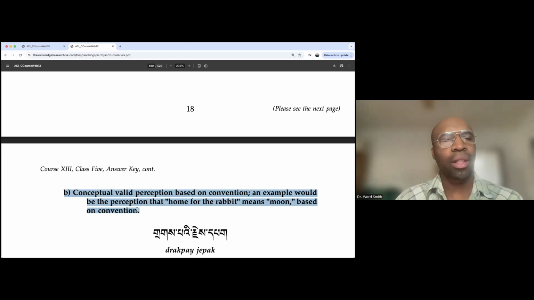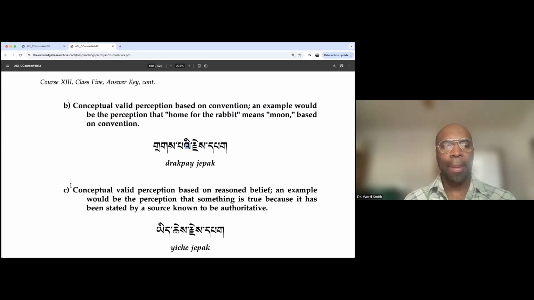In parts of Asia they see a rabbit in the moon, just like sometimes they say there's a man in the moon in America and other places. So it's just a convention. People know what you're talking about when you say that. Drakpa means you've heard it or something. J-Pak, that type of conceptual valid perception.